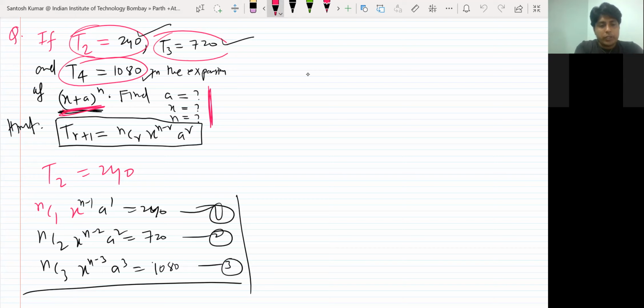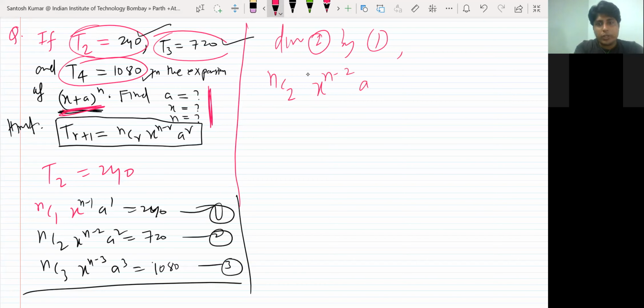nC1 x raised to power n minus 1 a raised to power 1 is equal to 240. nC2 x raised to power n minus 2 and a raised to power 2 is 720. So you divide equation 2 by equation 1 or 1 by 2, whatever you wish. So divide equation 2 by equation 1. So nC2 x raised to power n minus 2 a raised to power 2 upon nC1 x raised to power n minus 1 a raised to power 1 equals 720 upon 240.